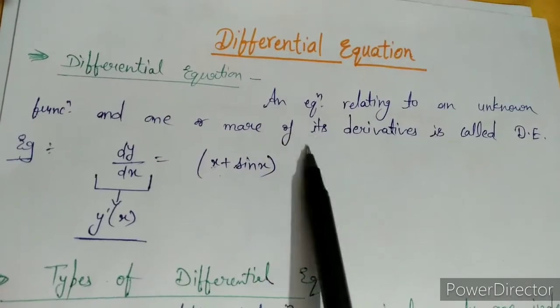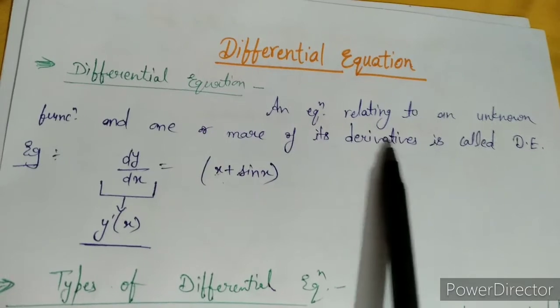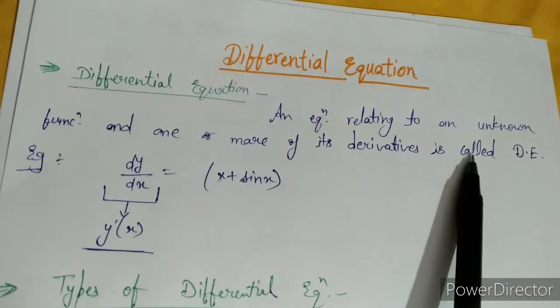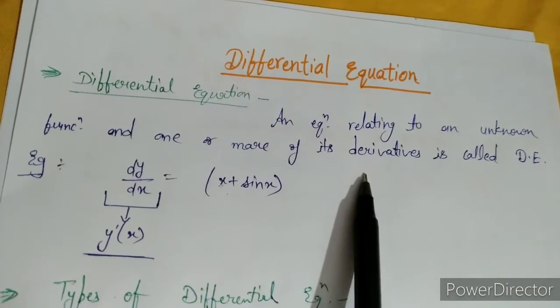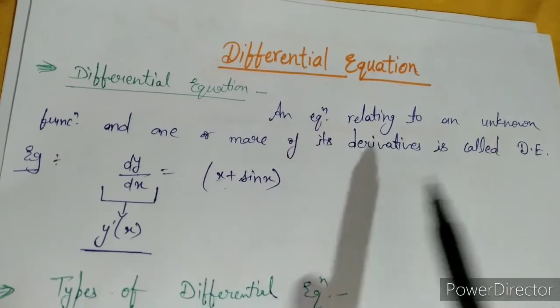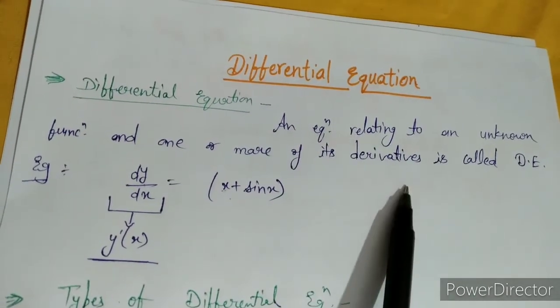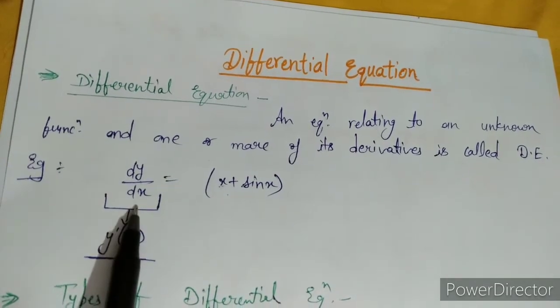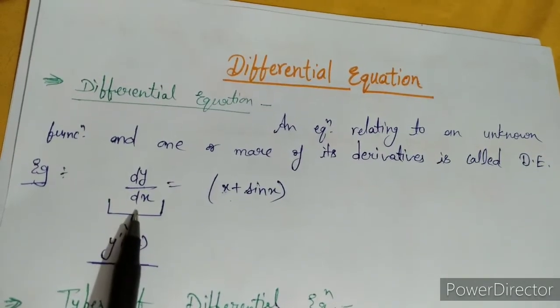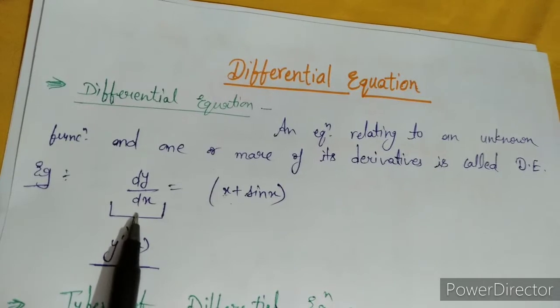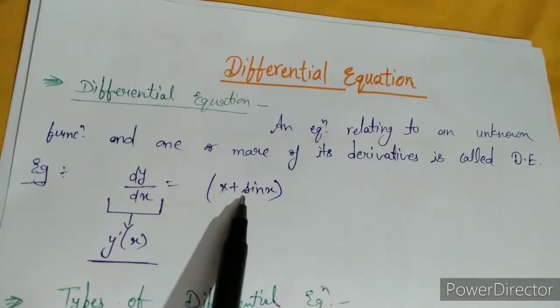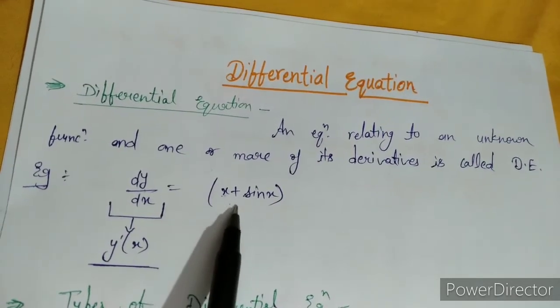So differential equation define करता है एक रिलेशन को जो कि किसी अननोन फंक्शन और एक डेरिवेटिव के बीच में होती है. That derivative may be one or more derivatives. For example, I want to give an example, and this is the example. This is the first derivative of y function with respect to x, and this is the unknown function here. We don't know what the value of this is.